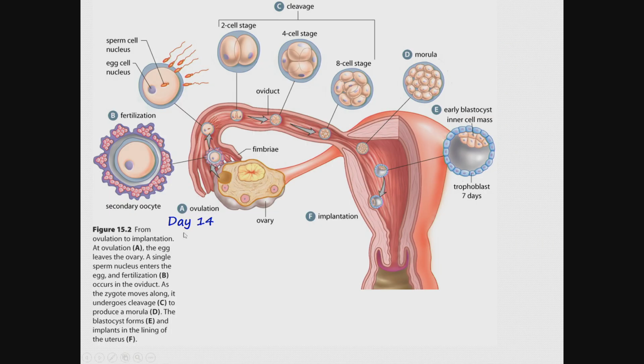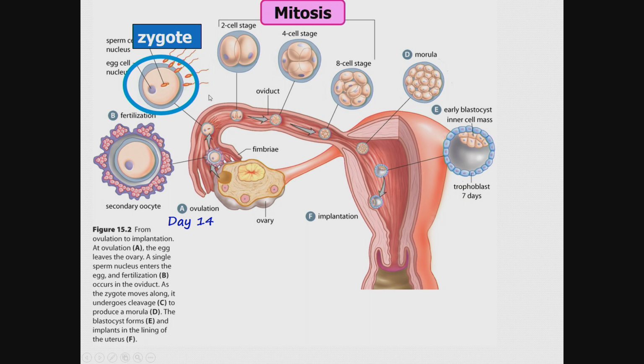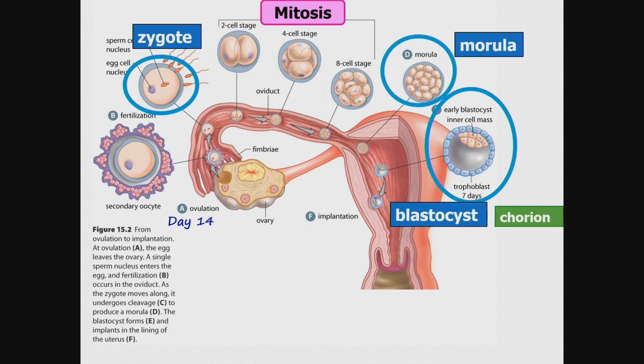Ovulation occurs on day 14 of the menstrual cycle. Right after ovulation, remember the egg has to be fertilized within 24 hours or it will die. Once it's fertilized, it is called a zygote. It undergoes mitosis to form a morula and then a blastocyst.